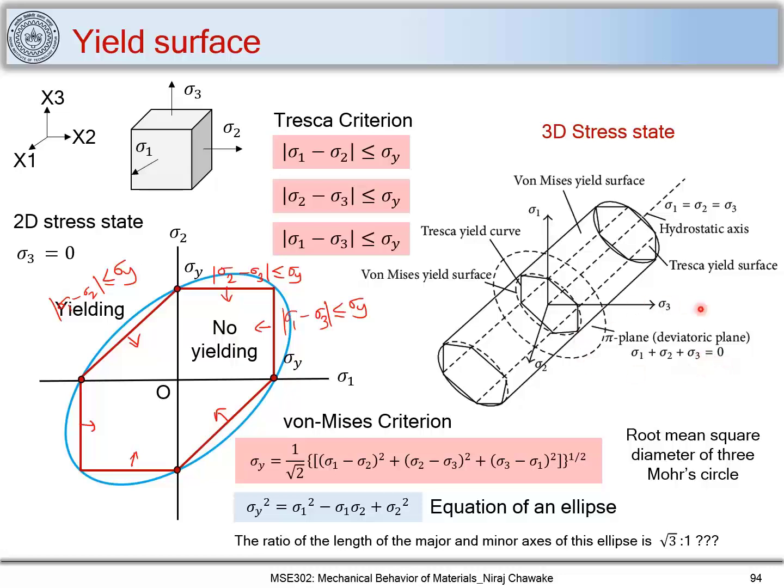So you can figure out what a pi plane is over here, and you can figure out whether this axis really represents a hydrostatic stress state. And the surfaces for the von Mises yield surface and Tresca yield surface, which we have shown over here, are nothing but the loci of such surfaces.